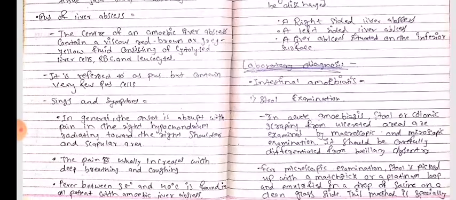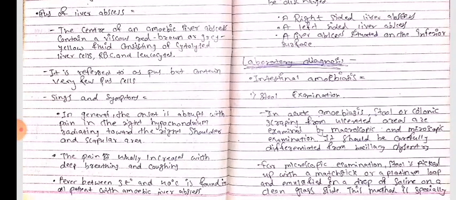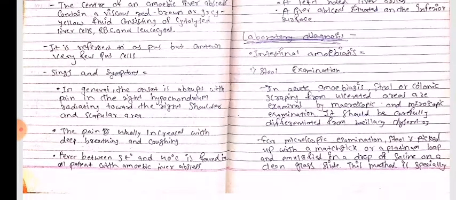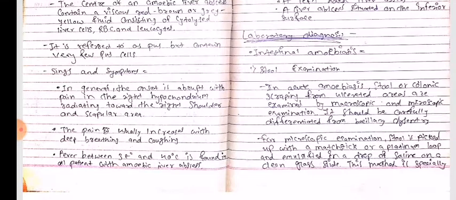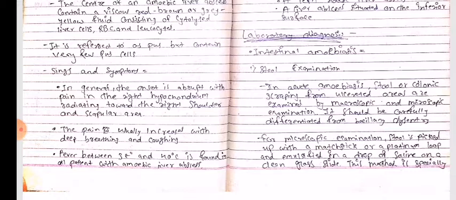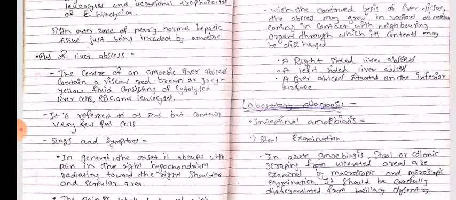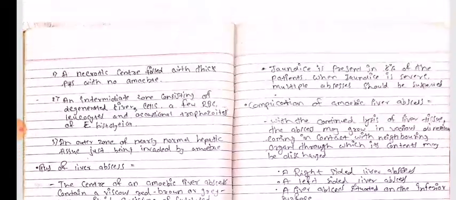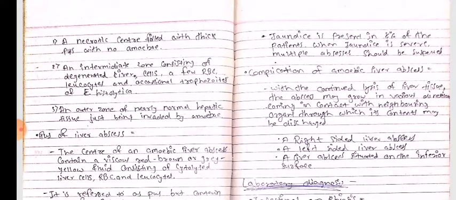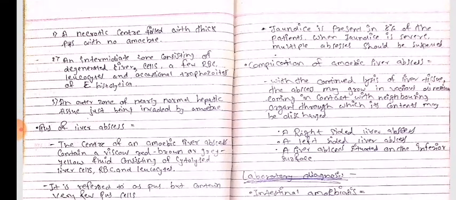Signs and symptoms. In general, the onset is often abrupt, with pain in the right hypochondrium radiating towards the right shoulder and scapular area. The pain usually increases with deep breathing and coughing. Fever between 38 and 40 degrees Celsius is found in patients with amoebic liver abscess. Jaundice is present in 8% of the patients. When jaundice is severe, multiple abscesses should be suspected.